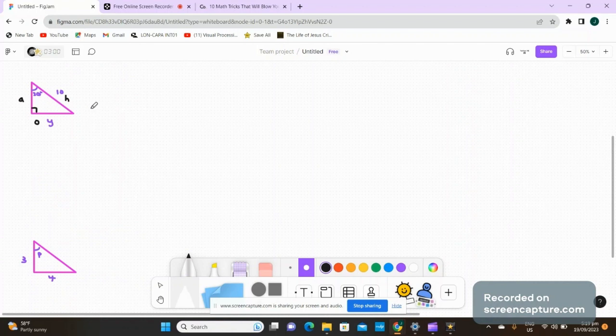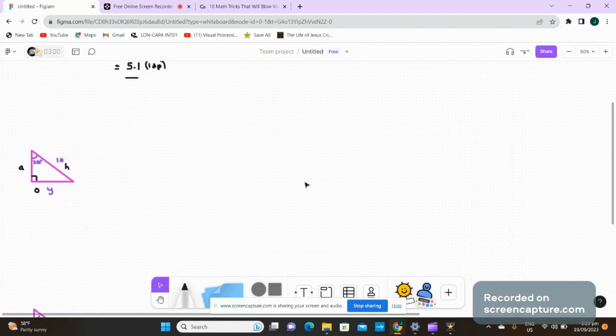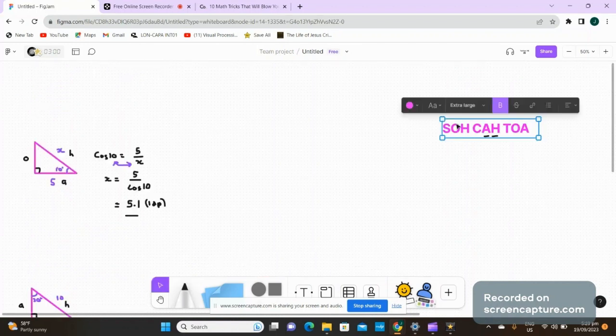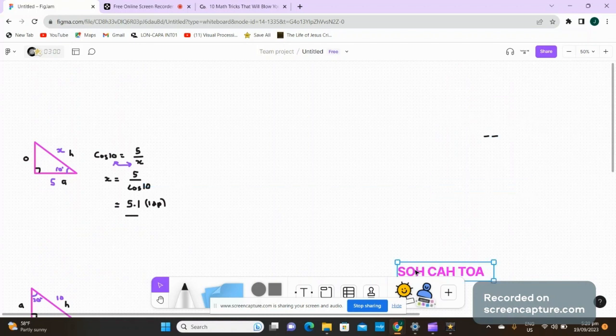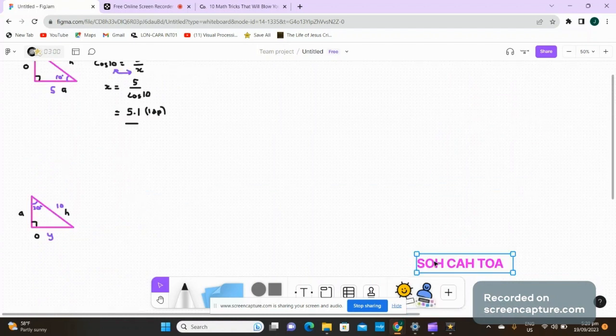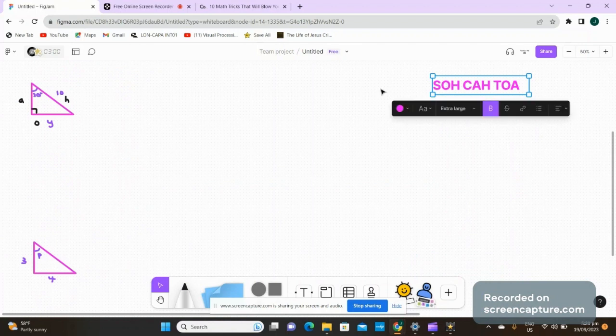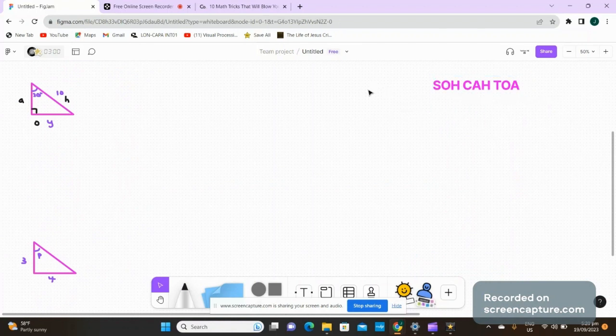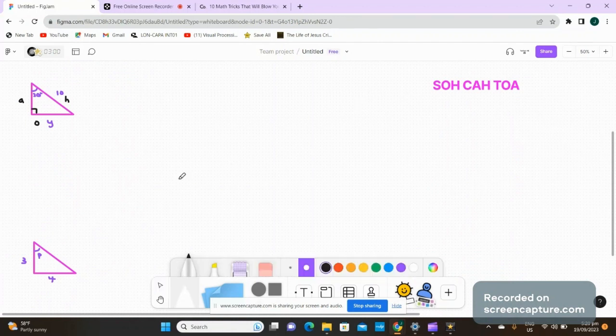So getting into it, we can quickly bring our mnemonic down with us so we know what we're doing. This time we are working with our opposite and our hypotenuse. So we can quickly underline the ones we're using here. We're using opposite and hypotenuse, so we're going to be using sine this time.